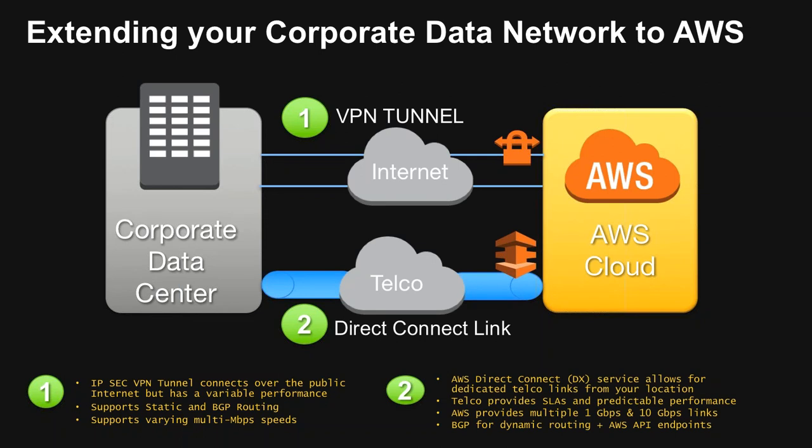This provides telco-grade SLAs and predictable performance for traffic across the link. We're able to provide multiple 1 gigabit and 10 gigabit links per customer. And here we support BGP for dynamic routing and AWS-driven API endpoints. So the provisioning, maintenance, and management of these Direct Connect links can be automated through your corporate data center using the AWS API endpoints.